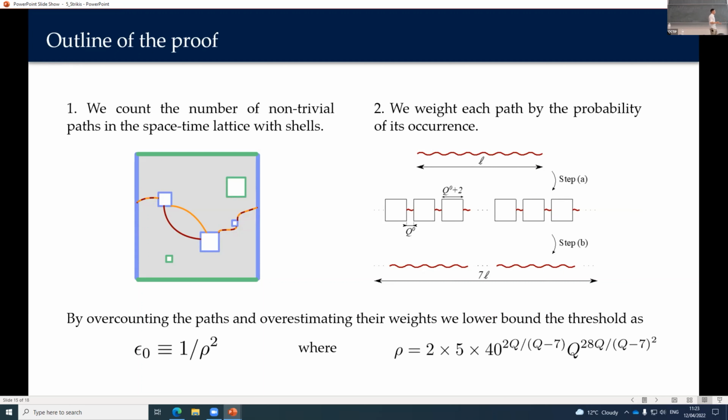And what we end up with is a threshold that is written as 1 over rho squared, where rho is this crazy number that only depends on q. And from the clustering algorithm, we know that q needs to be at least 9. So if you use the clustering algorithm with that q number, we end up with a threshold of something like 10 to the minus 27, which is very, very, very low, but that is a lower bound threshold, and we do not expect it to be anywhere close to that. So what we really wanted to show is that it's non-zero.